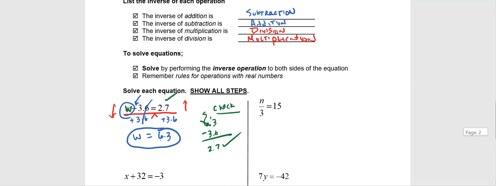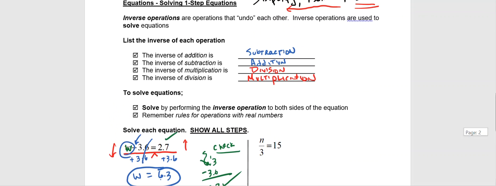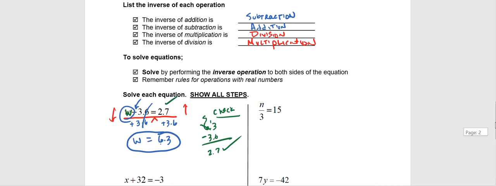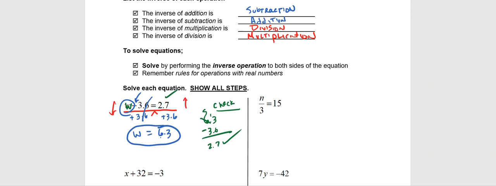Reminding you that the process of solving a one-step equation is really straightforward. Identify the operation. In this case, I identify that fraction bar as division. So then use the inverse operation of division, which will be multiplying. Perform that operation on both sides, and specifically multiply both sides by 3.